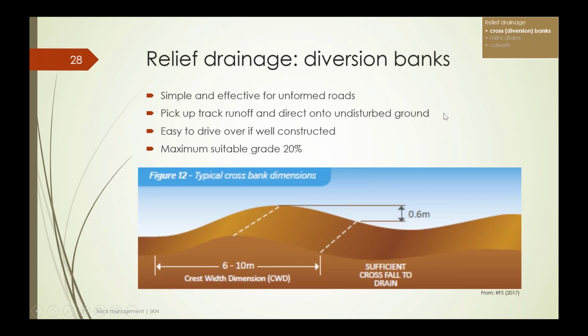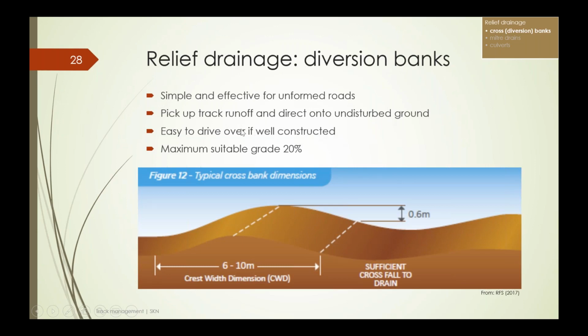Diversion banks are probably the simplest and most effective way of providing relief drainage. They're probably going to be used more on unformed, informal roads rather than a major road. But the aim of a diversion bank, sometimes called a rollover bank, sometimes called a whoa boy, is to pick up the runoff and direct it out onto the undisturbed ground surface.